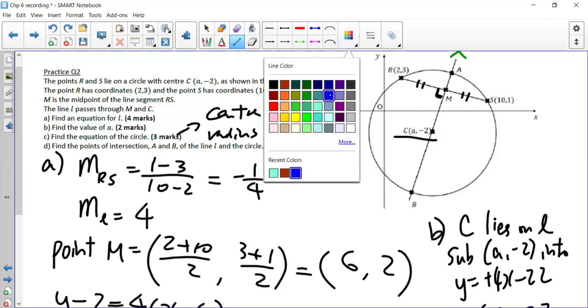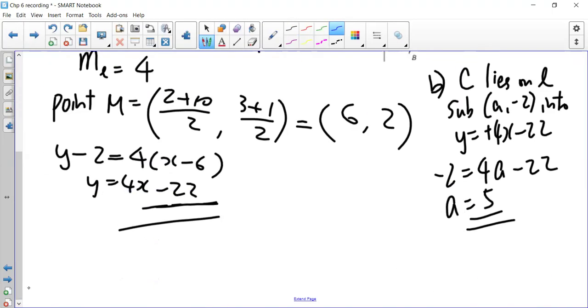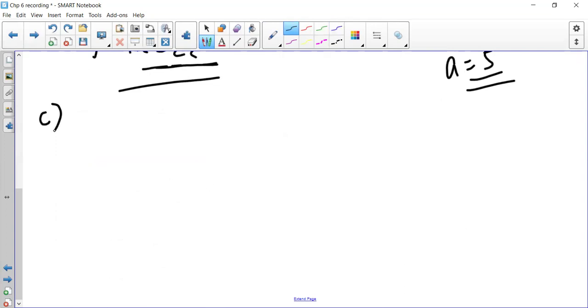Here is the radius. We've got the radius. There's a radius. That's a radius. Yes? No? Radius. So we can either use the radius of CR or CS. So radius, part C. The radius is CR or CS.